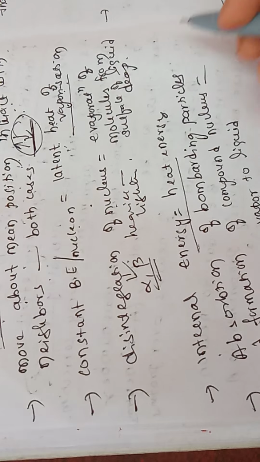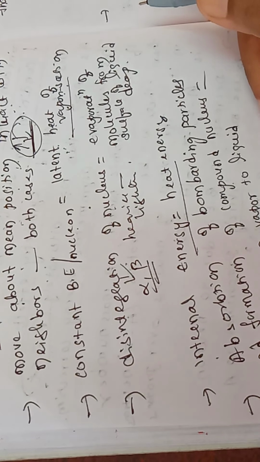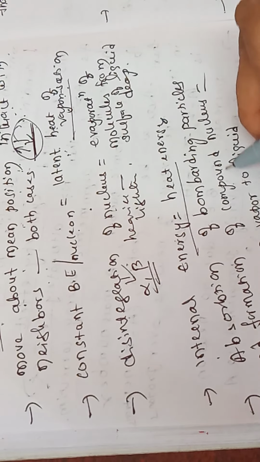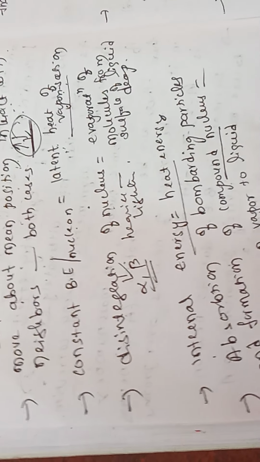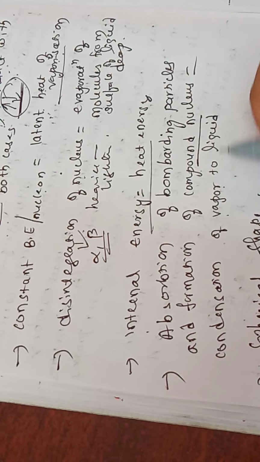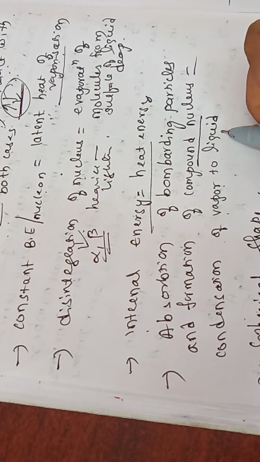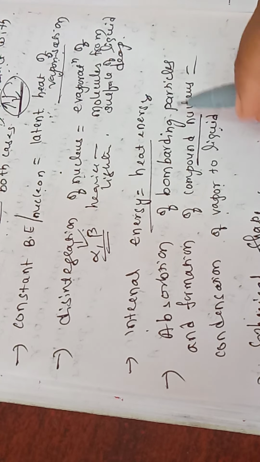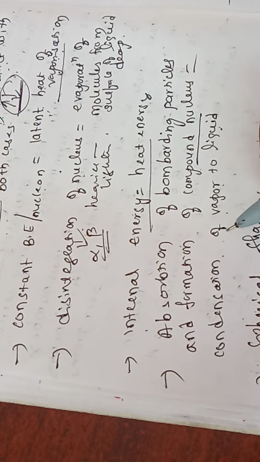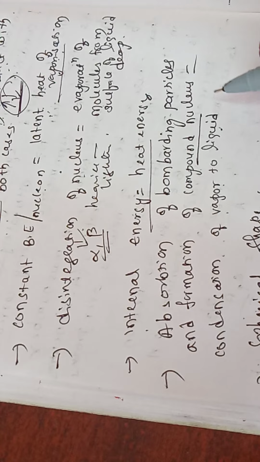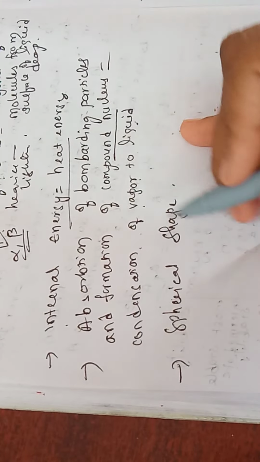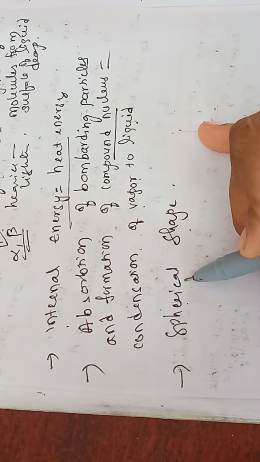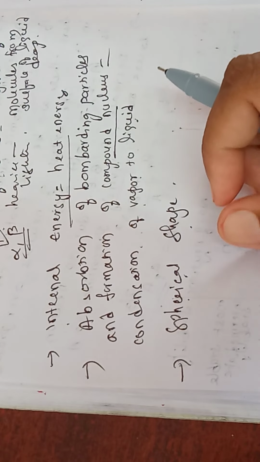Okay? Now next, when the nucleus is bombarded with some bombarding particles, it absorbs those particles and forms a compound nucleus. And this property they compared with condensation of vapor to liquid. Especially in the winter seasons, you will see water droplets on leaves. What is that? Condensation of vapor into liquid. So he compared the capturing of bombarding particles and forming a compound nucleus with the condensation of vapor to liquid. And for stability, like the molecule, the nucleus also will have a spherical shape. Okay. Now this is about the liquid drop model.